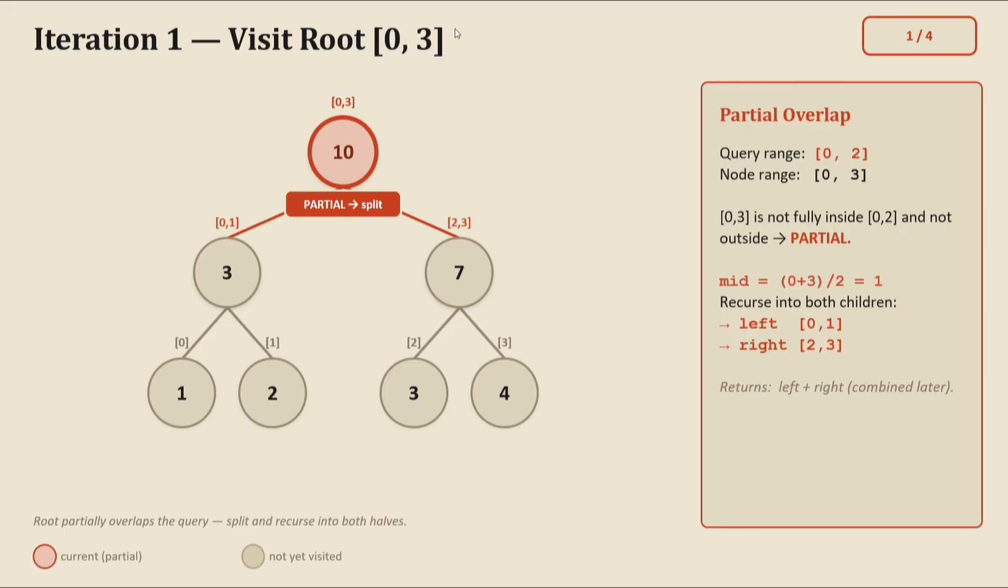Our array A is 1, 2, 3, 4. The query is the sum over the range index 0 to index 2. The correct answer is 1 plus 2 plus 3, which is equal to 6.